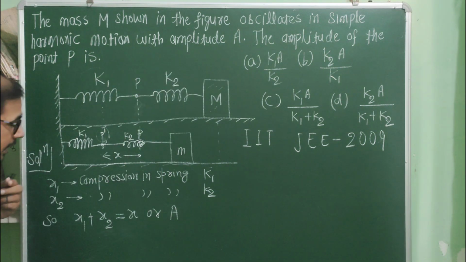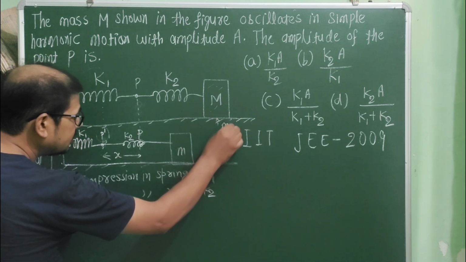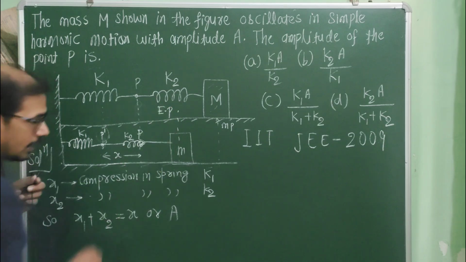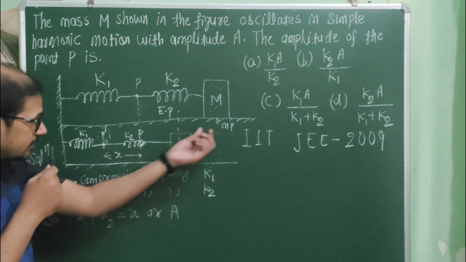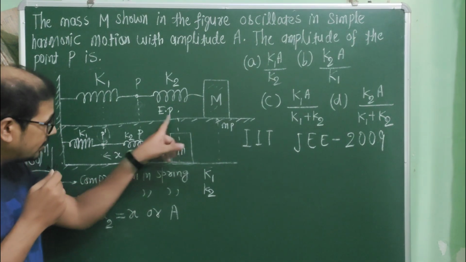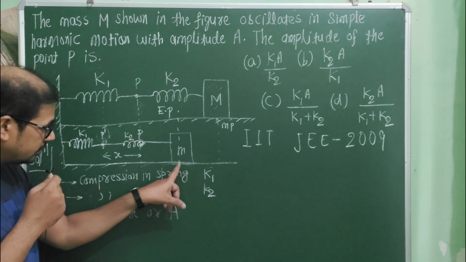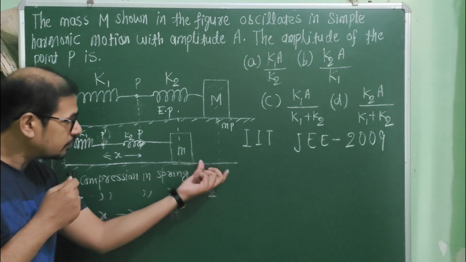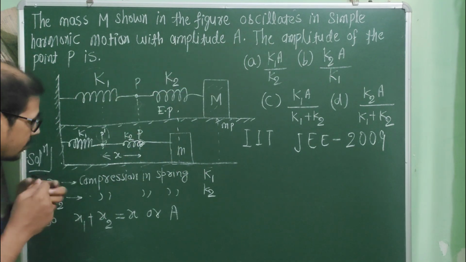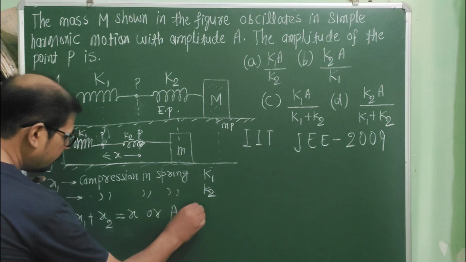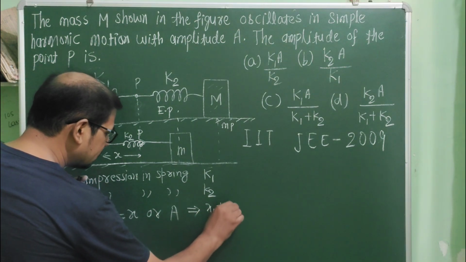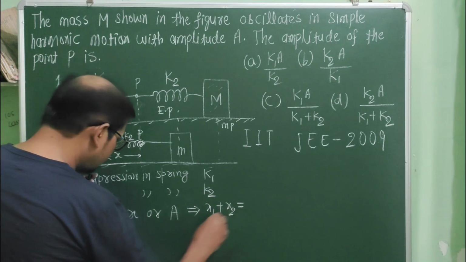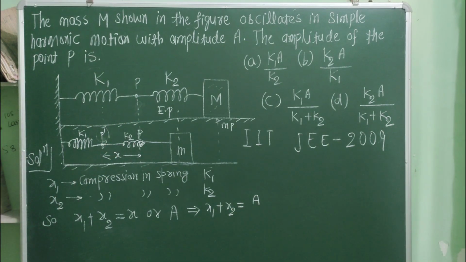Amplitude A means that this is the mean position and this is the extreme position. As we know, in SHM, this is the mean position where x equals 0, and this point is the extreme position. The distance between the mean position and the extreme position is called amplitude. Correct? So now we can write x1 plus x2 equals A. This is the A. Any doubt?